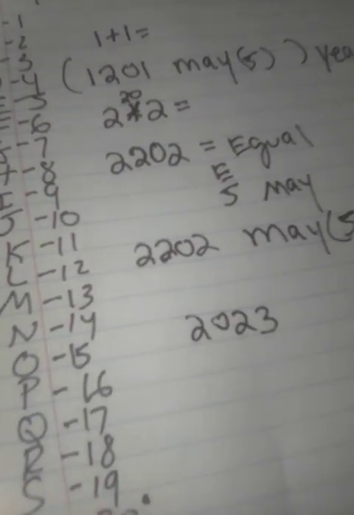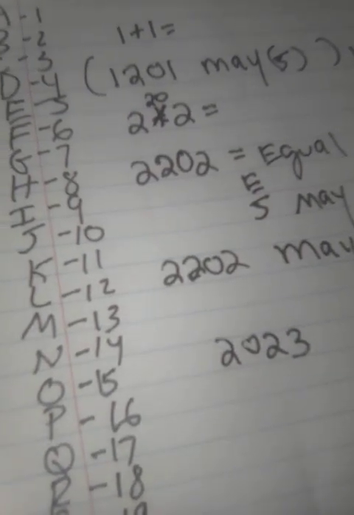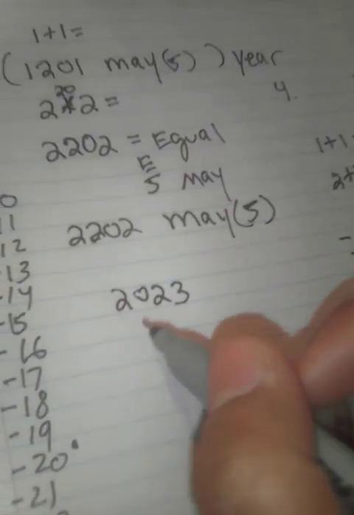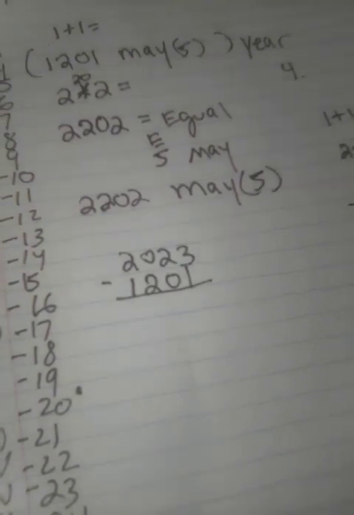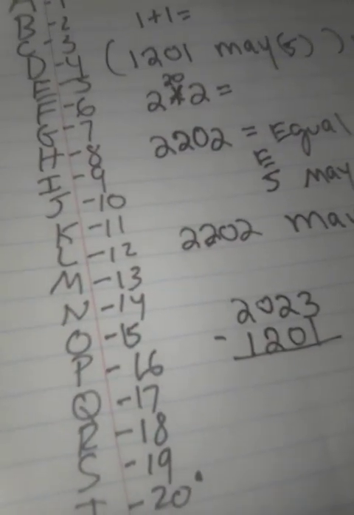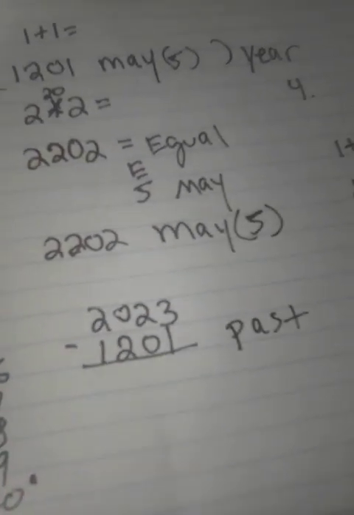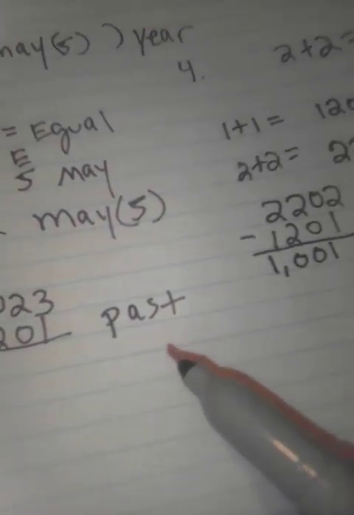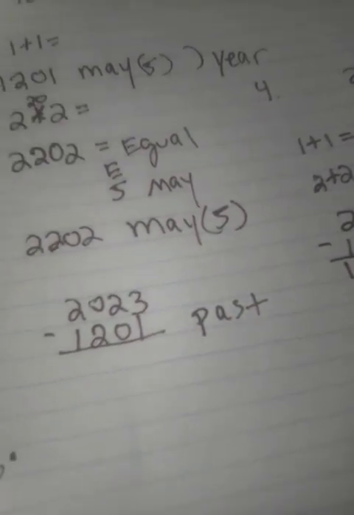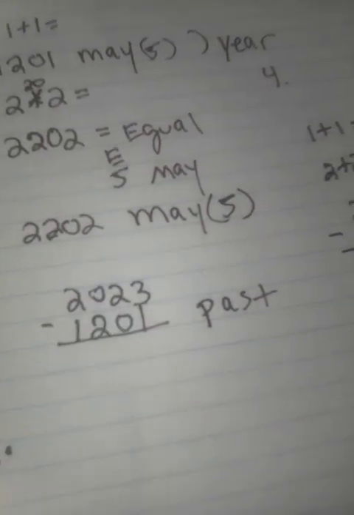Since we turn 1 plus 1 into a year, which is 1201, we're going to take 1201 and subtract it from the current year that we're in right now. So this would be the past. 1201 would be the past. Believe me, this is crazy. 1 plus 1 is the past, right? When you think about it, if you turn 1 plus 1 into a year, it's the past.